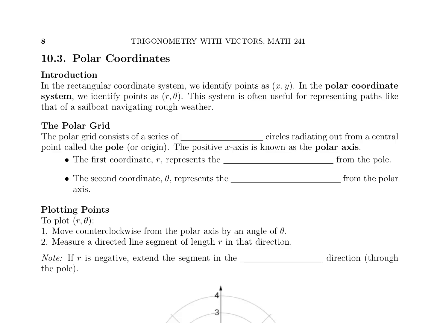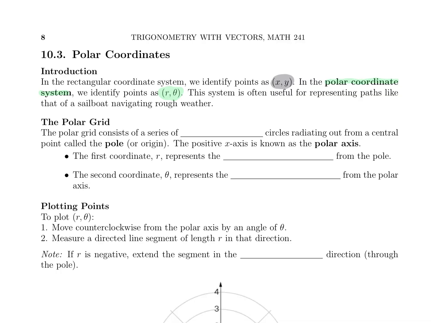Hi class, for section 10.3 we'll be looking at polar coordinates. We're used to using the rectangular coordinate system, in which a point is identified as x comma y. But in the polar coordinate system, the points are going to be identified as r comma theta. And we'll show you how to plot those points and how to convert from one coordinate system to the other, and how to convert from a Cartesian equation to a polar equation, and so on.